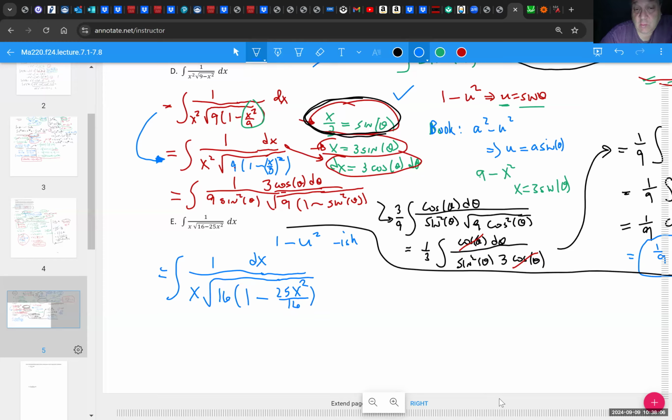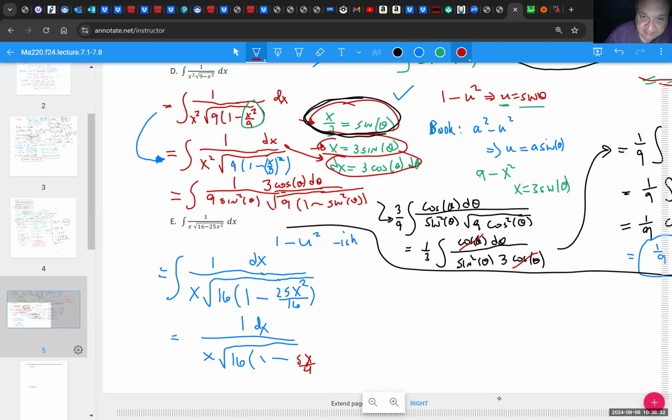All right. So what is my thing being squared? So I get 1 dx on the top. On the bottom, I have x, square root, I have the 16 there. 1 minus, I need this as a square, right? It's got to be u squared. So what's being squared? Well, the x is being squared, 5 is being squared, and on the bottom, 4 is being squared. So I'm going to write that as 5x over 4.